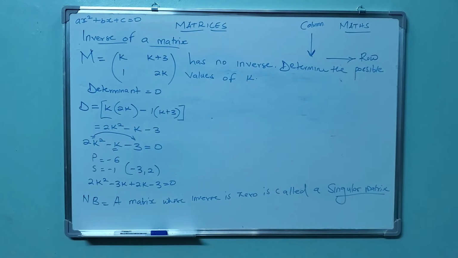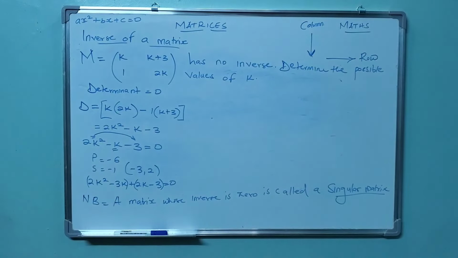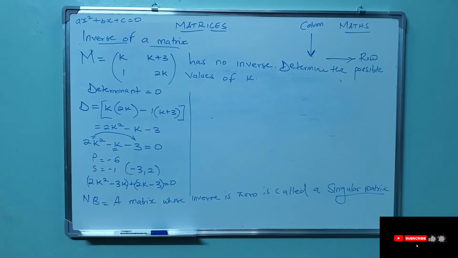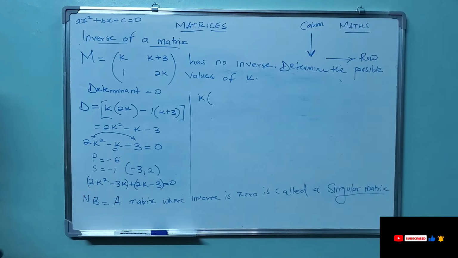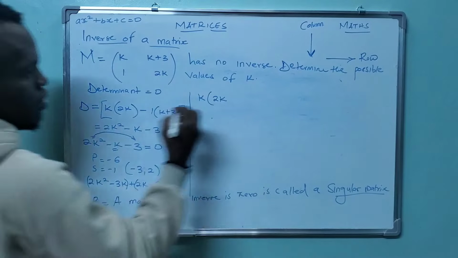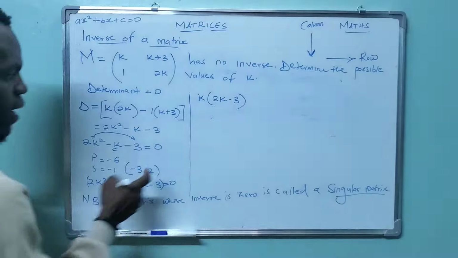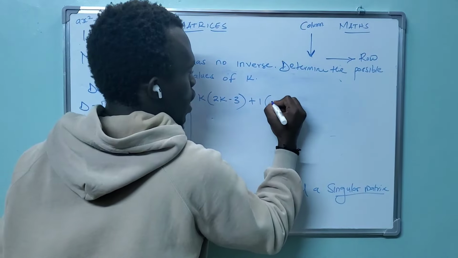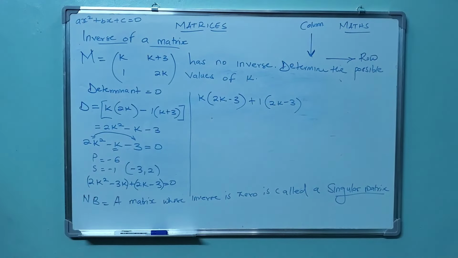Then what am I going to do? I'm going to pair them like that. And in each pair, you look for a common factor. In this case, the common factor in the first pair is going to be k. So I'm going to have k into, k goes there 2k, then -3, because k going to 3k 3 times. Then we are going to have plus, then here the common factor is 1. 1 into 2k -3. There has to be a common factor in both brackets.